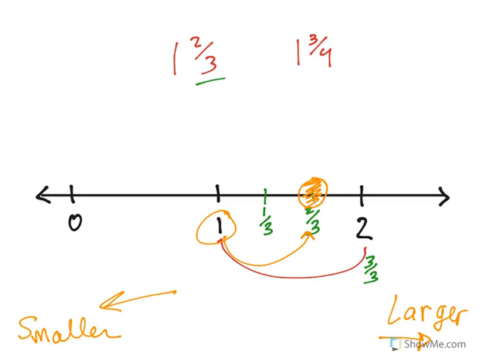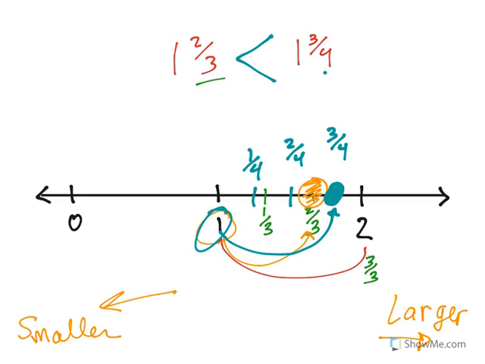Now, when I get to fourths, right, because we have 1 3/4, then I would break this down and say, okay, I've got 1/4, and here in the middle is 2/4, and then I have 3/4. So 3/4 falls right here, right, 1 3/4. Therefore, 1 3/4 is further to the right, so it will be the larger number. So we would say 1 2/3 is less than 1 3/4.